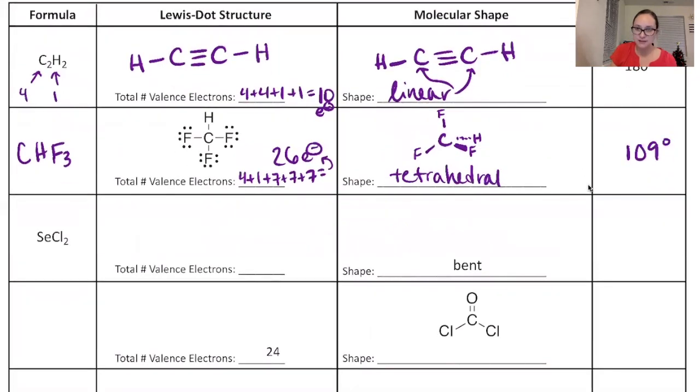Next, we have SeCl2. For the total number of valence electrons, selenium is under sulfur, so it's going to be 6 electrons, plus 7 for chlorine, and we have 2 chlorines, so 2 sevens. That equals 20. Then we're going to draw our Lewis dot structure. Selenium will be in the middle, chlorine on each side, and fill in our lone pairs.